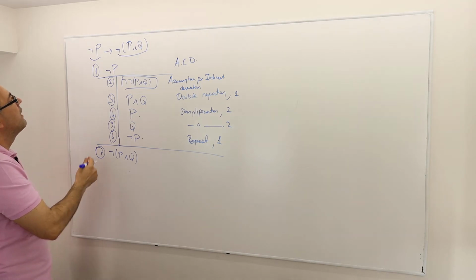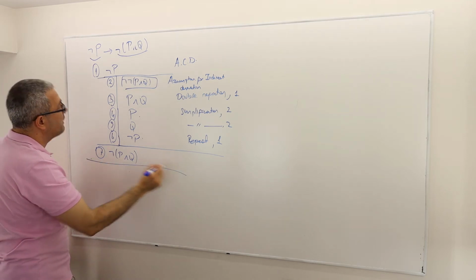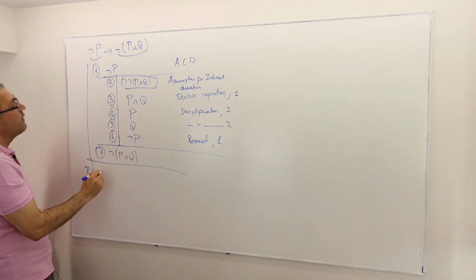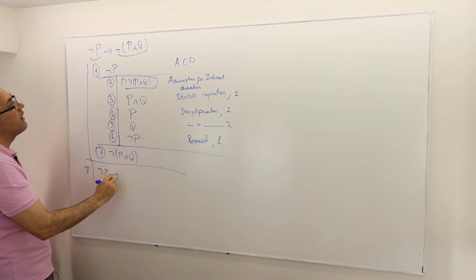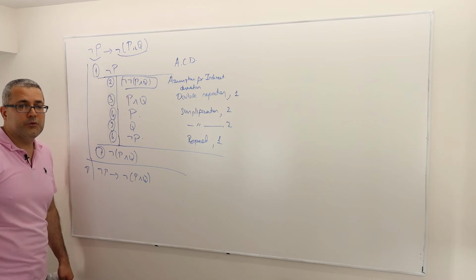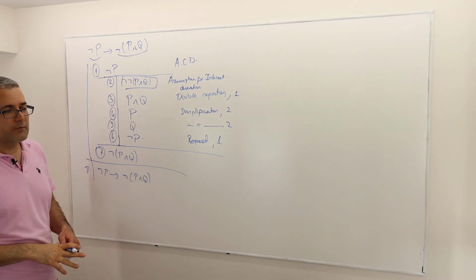So you know what? If P is true, well, then this is true as well. So I completely close everything. And then in line 8, I say, you know what? Not P implies not P and Q. So I prove this theorem. All right? Any question?